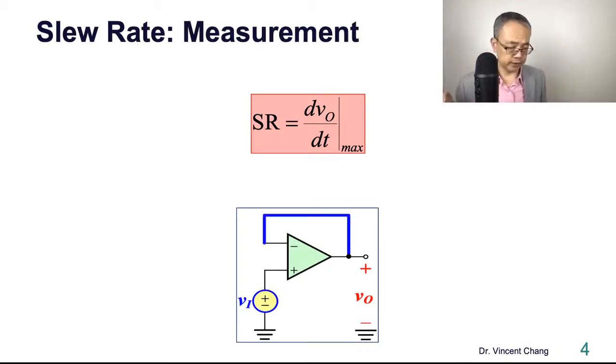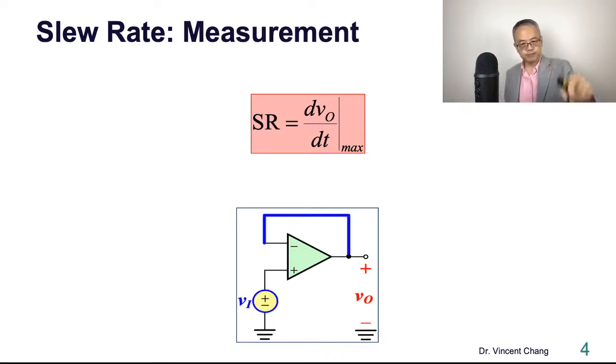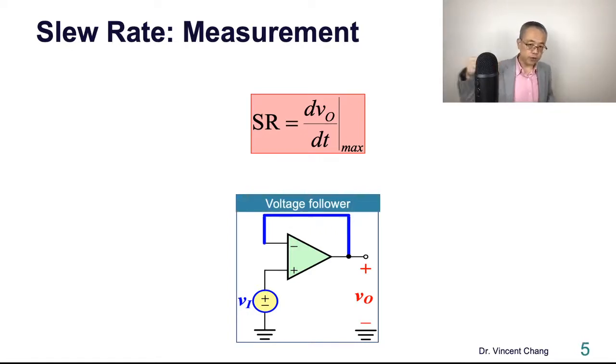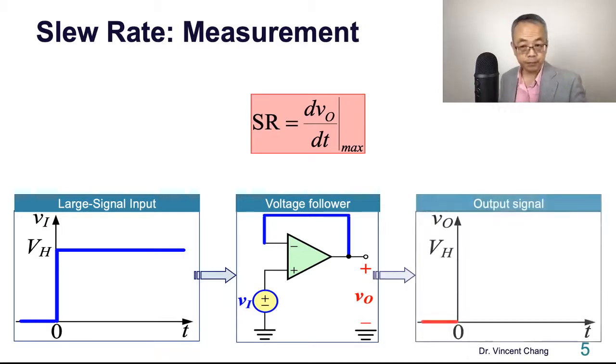But how to measure this? Assuming you get an operational amplifier and you go to the lab, how are you going to measure the slew rate? You can take the chip and form a voltage follower circuit, and then drive the circuit with a large signal step. Not a small signal, but a large signal step input, and see what happens to the output.